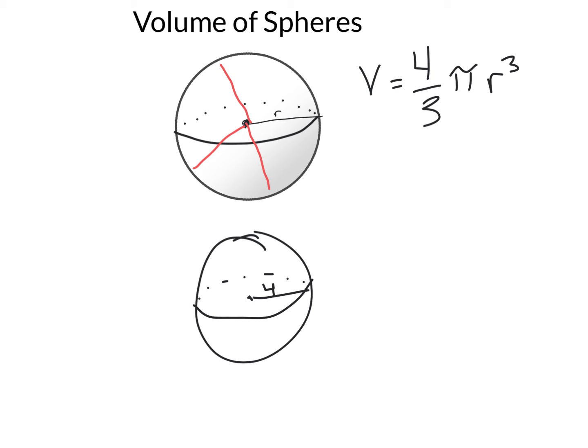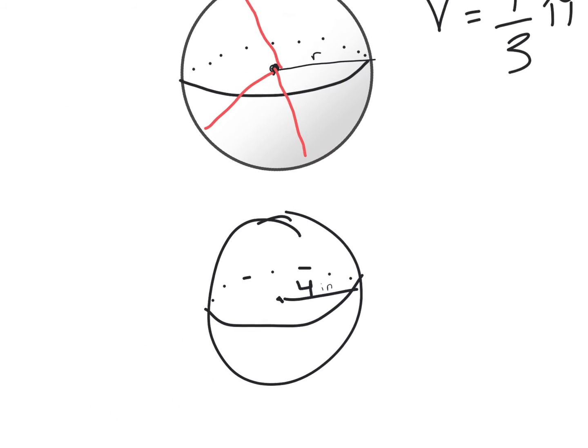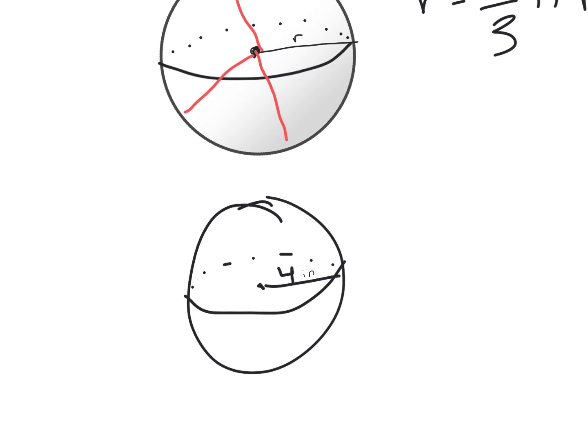Let me write 4. Struggling there. Let me try one more time here. That took me way too long. I still keep making lines everywhere. All right. So we have a radius of 4 inches.